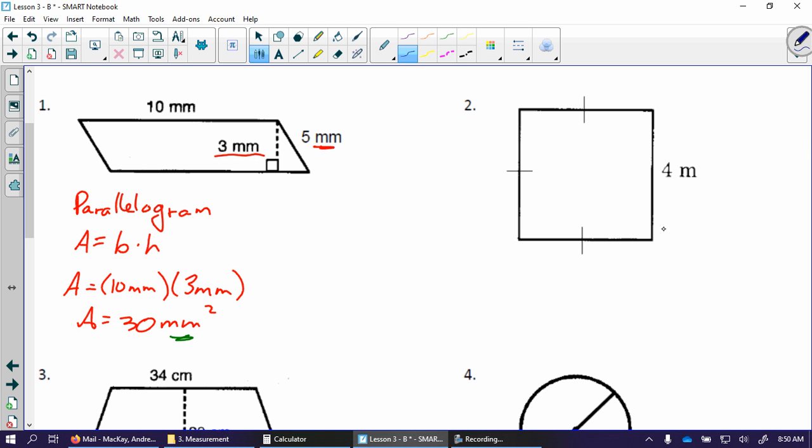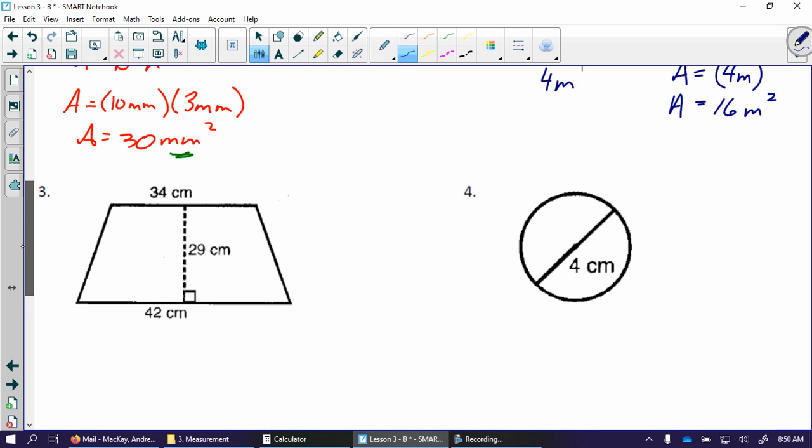Number 2 is a square, so if this side is 4 meters, how long are all of the sides? 4 meters. So the area of a square, the formula was a squared. In this case, little a is 4 squared. So the area, 4, don't forget your units, Mr. McKay, 4 meters squared. So 4 meters squared is 16 meters squared is the area of that particular square.